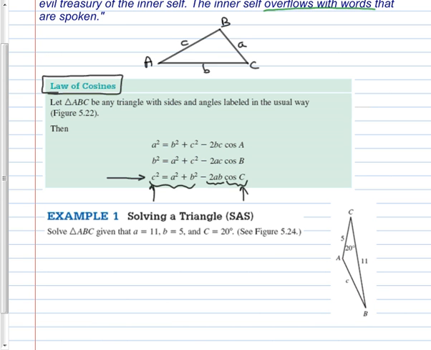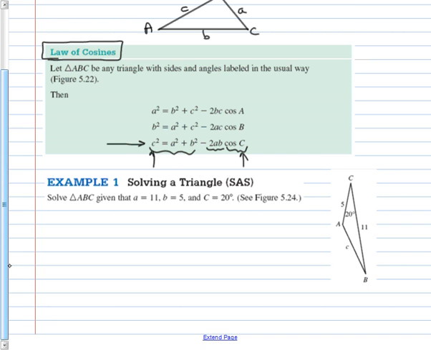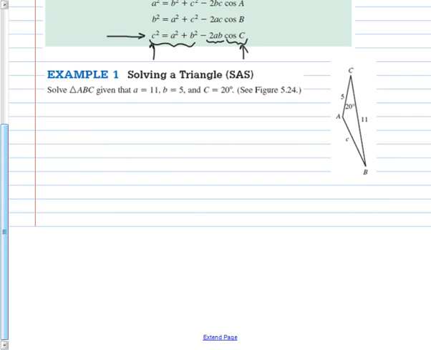One nice thing about the law of cosines, the information they give us always forms triangles. There's no ambiguous cases when they set these things up for us. So here they say, solve triangle ABC, given that A is 11, so my side A, and side B is 5, so across from my B, there's my side 5, and angle C happens to be 20. I do not have across from the 20 this side, so I cannot use the law of sines.